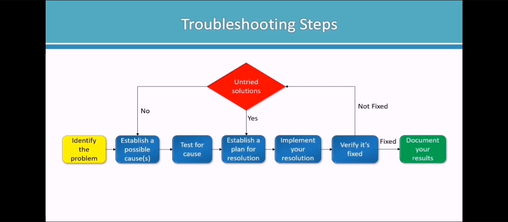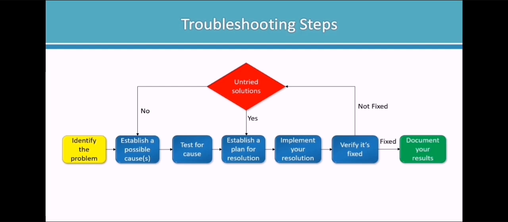Shown here is a simple diagram of the steps we just went through. You want to go from left to right in the diagram and identify the problem, establish any possible causes. Then you want to test the possible causes, and then you establish a plan to resolve what you have found. You then implement your plan and fix or resolve the issues in your plan one by one. And when you've completed all the steps in your plan, you verify the component is actually fixed.